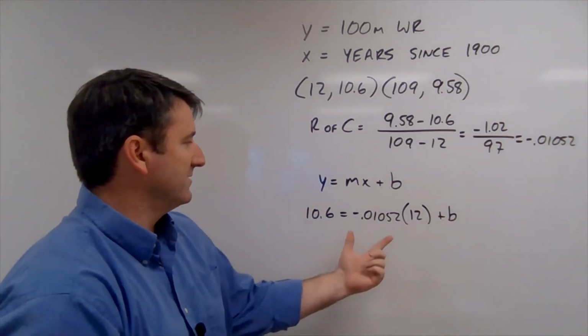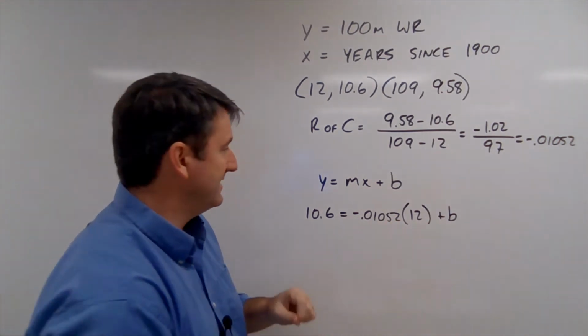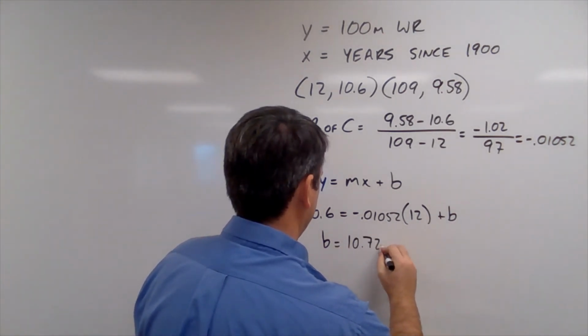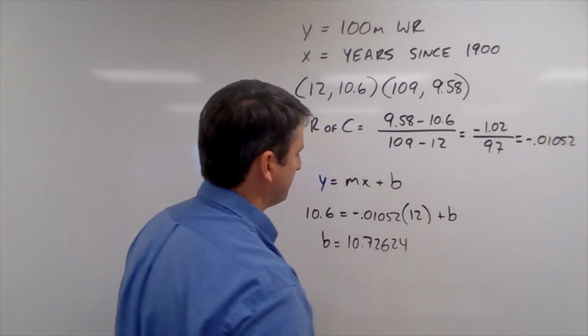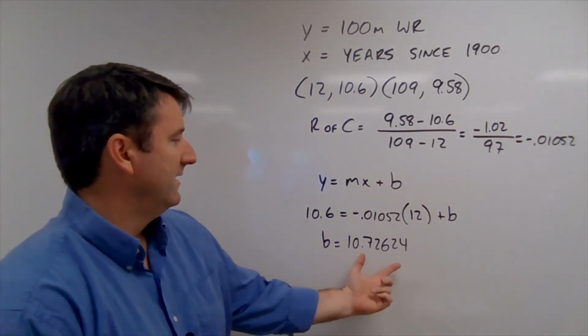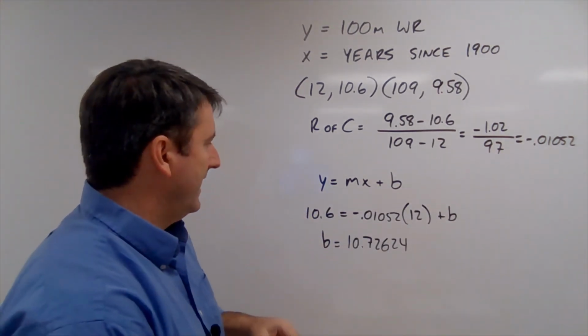And if we do our algebra here, multiply this across and then add that to both sides, we get that b is equal to 10.72624. And again, I'm carrying this out to 5 decimal places.